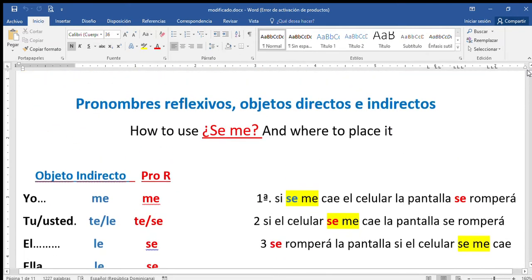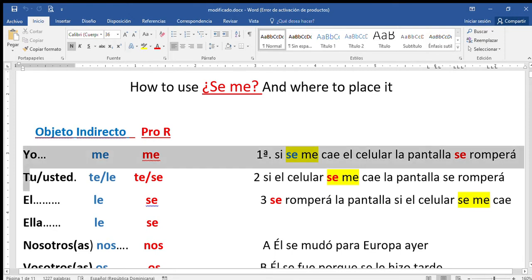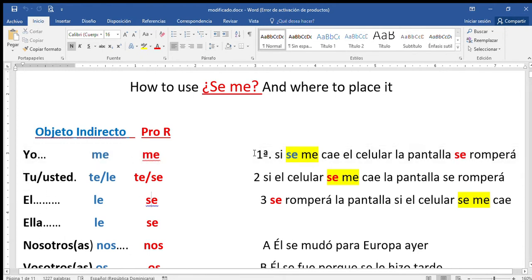I have to say that I won't talk too much about grammar, because I really think that you don't need to learn that much grammar to use reflexive pronouns in Spanish. Here we got objetos, objeto indirecto, and we got pronombres reflexivos, reflexive pronouns. So these are the pronouns yo, tú, usted, él, ella, nosotros, and these are objetos indirectos.